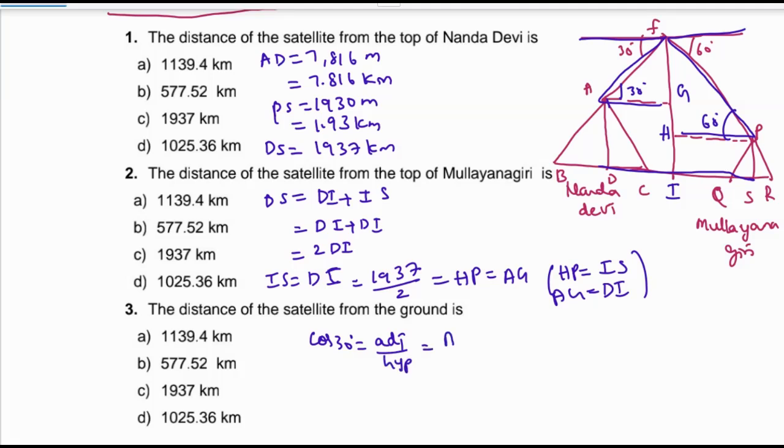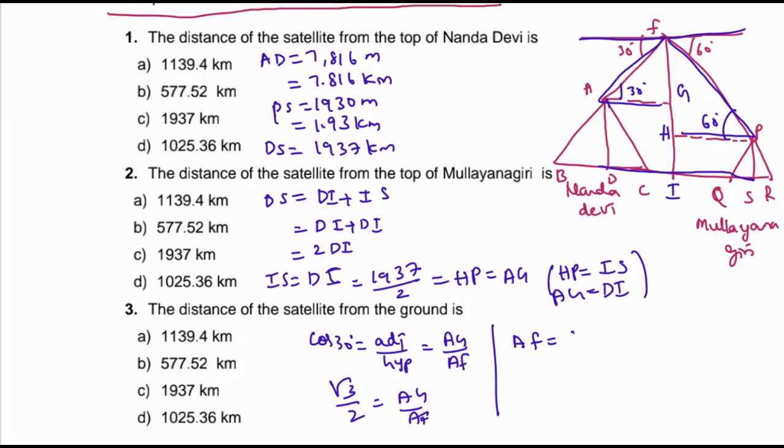So adjacent is AG and the hypotenuse is AF. So now cos 30 is root 3 by 2, that will be AG by AF. So AF will be, AG is how much? AG is 1937 divided by 2 into root 3.